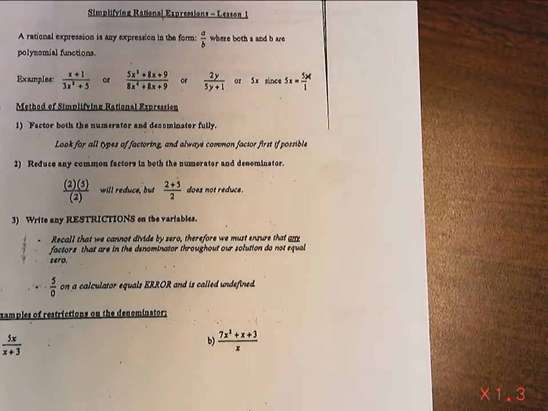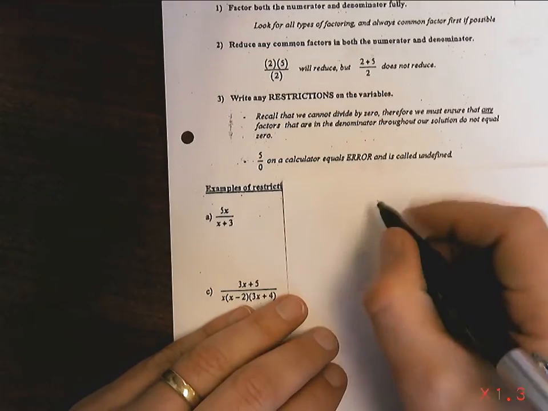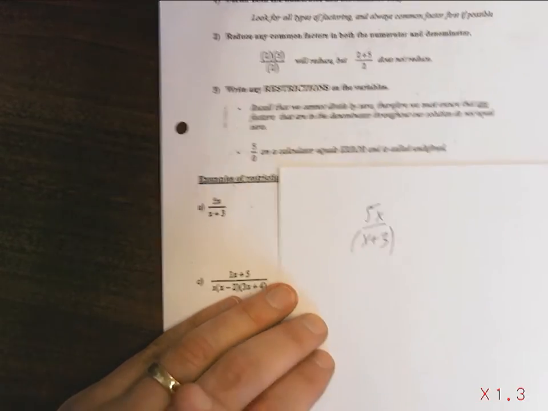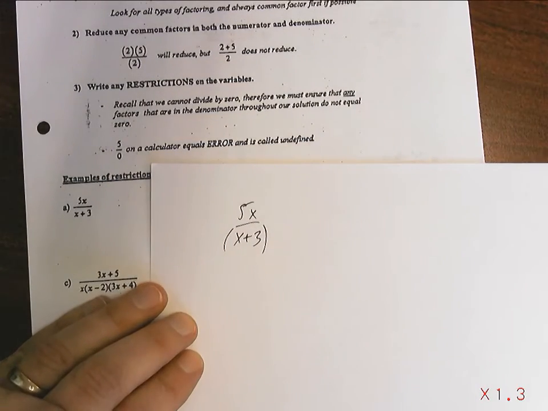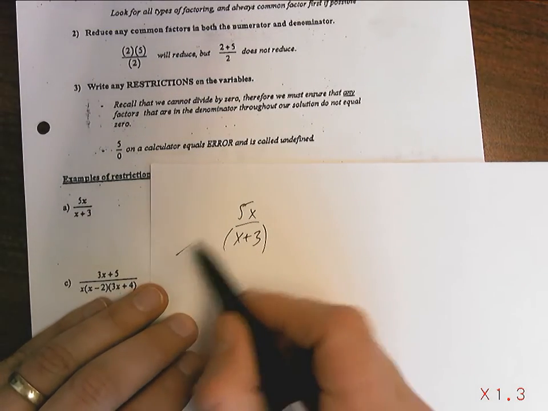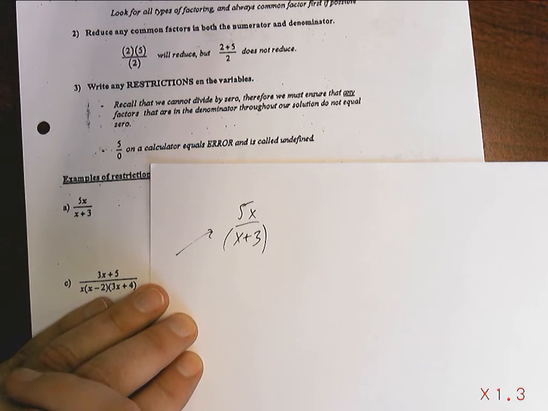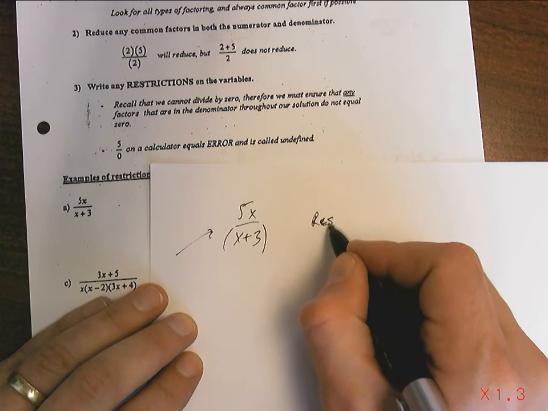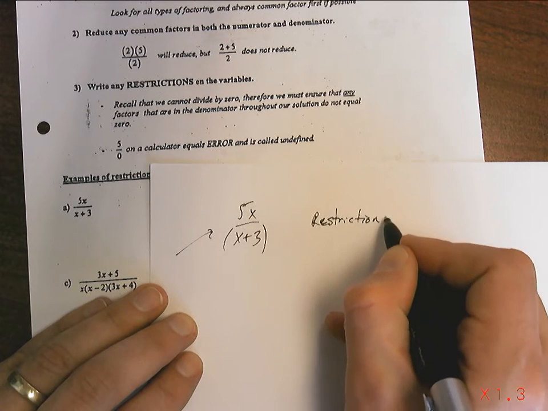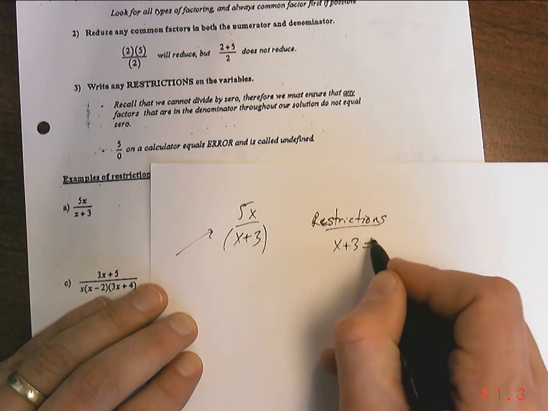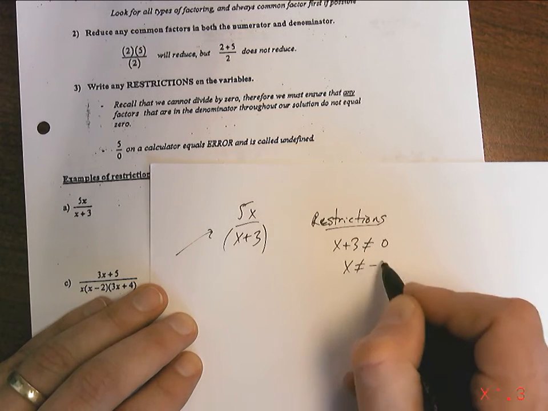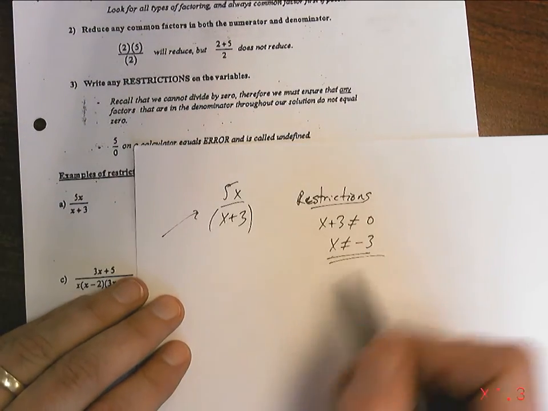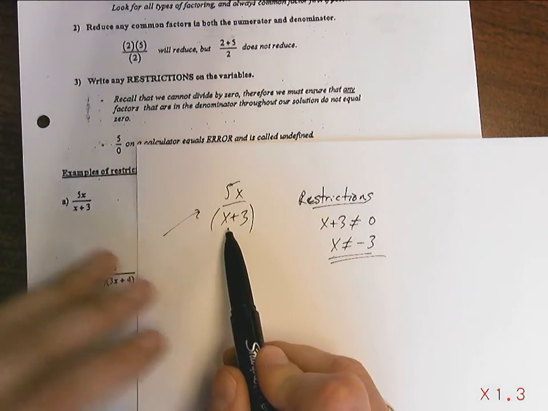All right, so what do we do? Well, when we look at restrictions, we say to ourselves, brackets are your friends, put brackets in. We say to ourselves, what value of x cannot come to this party? What can't I put in here because it's going to be undefined? So we say restrictions. We say that x plus 3 cannot equal 0. Therefore, x cannot equal negative 3. So we can put in any values of x that we want except this one. Why? Because it'll give us 0 on the bottom.